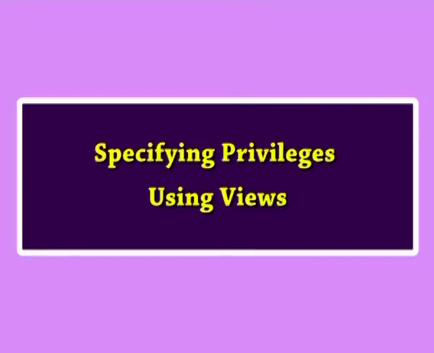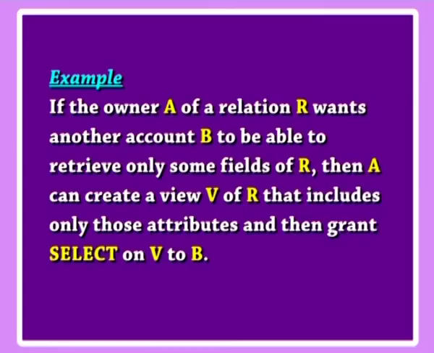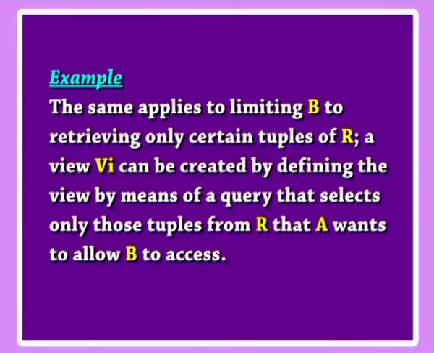Next is specifying privileges using views. The mechanism of views is an important discretionary authorization mechanism in its own right. For example, if the owner A of relation R wants another account B to be able to retrieve only some fields of R, then A can create a view V of R that includes only those attributes and then grant select on V to B. The same applies to limiting B to retrieving only certain tuples of R.